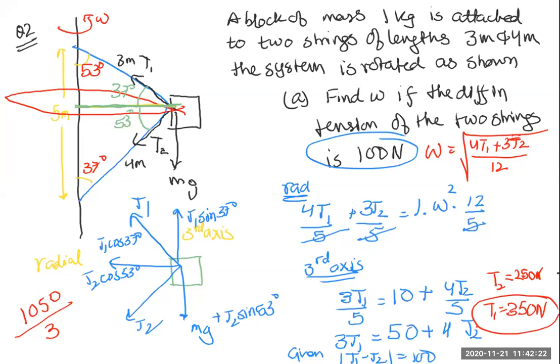अरे क्या कर रही है राधिका? यहाँ से हमारे पास आएगा T1 is equal to 100 plus T2. ये 100 plus T2 यहाँ डाल दो। आया समझ में राधिका?